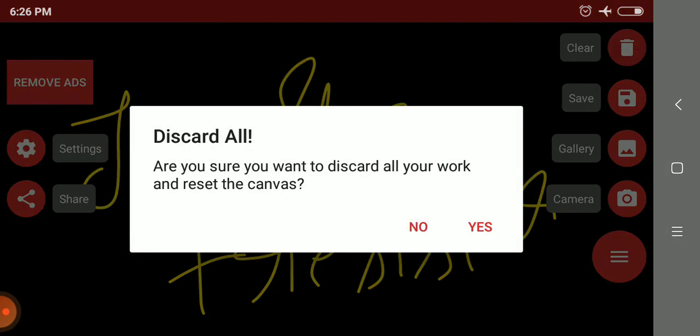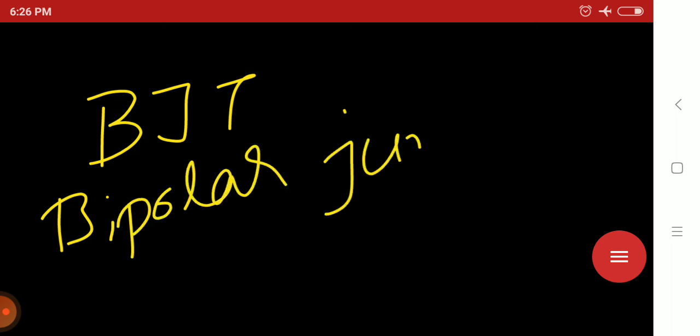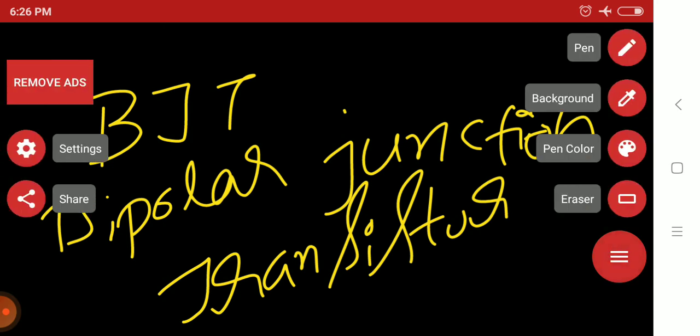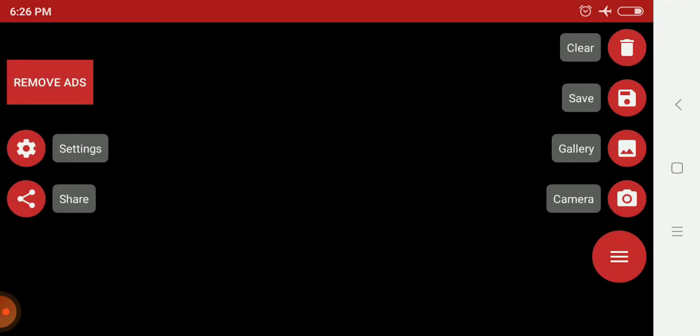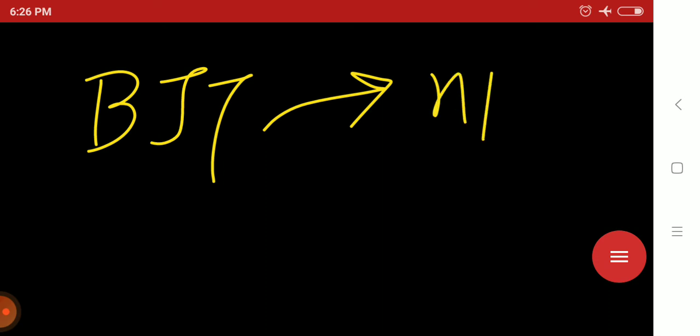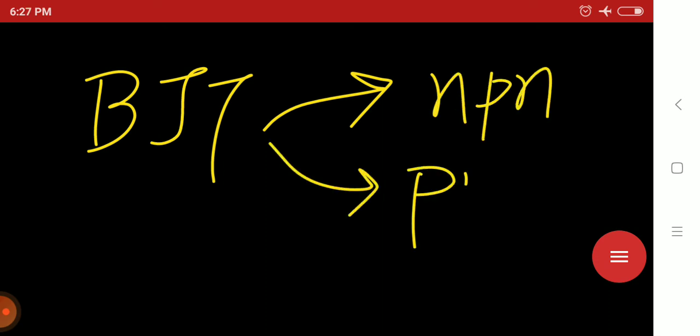There are various types of transistor. One is BJT, bipolar junction transistor. We will discuss this firstly. Another is FET, and another type is MOSFET, etc. So firstly we'll discuss BJT, bipolar junction transistor. There are various variations of BJT: one is the NPN transistor, another is the PNP transistor.